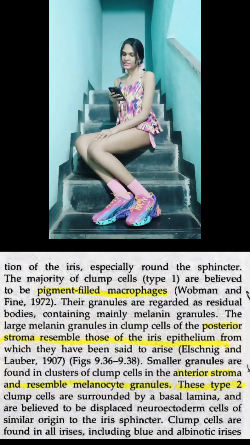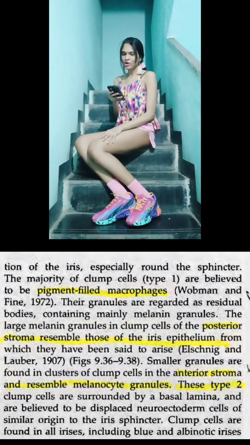The majority of type 1 clump cells are believed to be pigment-filled macrophages. The granules are regarded as residual bodies containing mainly myelin granules. The large myelin granules in clump cells of the posterior stroma resemble those of the iris epithelium, from which they have been said to arise. So type 1 clump cells have myelin granules and are said to arise from the posterior pigmented epithelial cells.